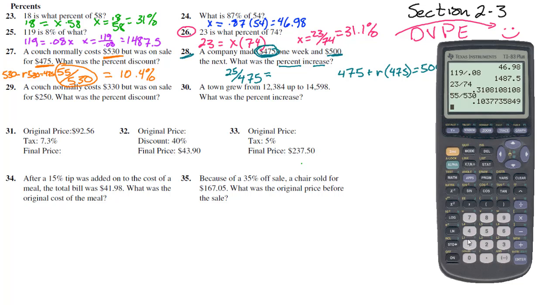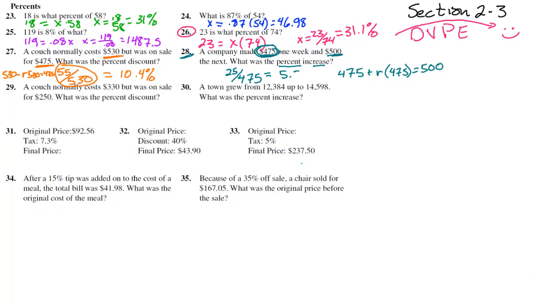So plug that in and we get 25 divided by 475. And that is, let me see, move it 2 decimal places, 5.3%. That's what it looks like, 5.3%.